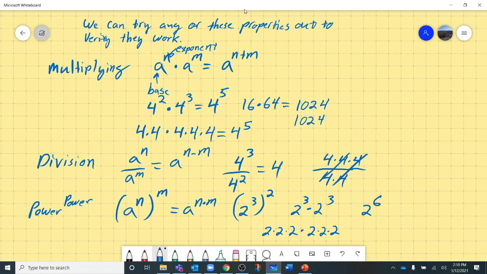So you notice that we multiplied our exponent. We multiply the exponent on the inside by the exponent on the outside. And so that gives us the product of the two exponents. Okay, I'm out of room on here, so I'm going to erase all of this. Hopefully you've got it written down. If not, you can always pause the video. I'm going to erase all of this, and then we're going to go over one other thing.